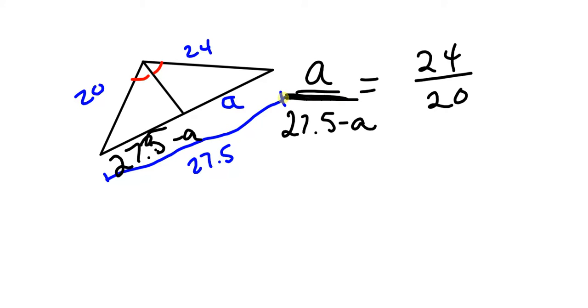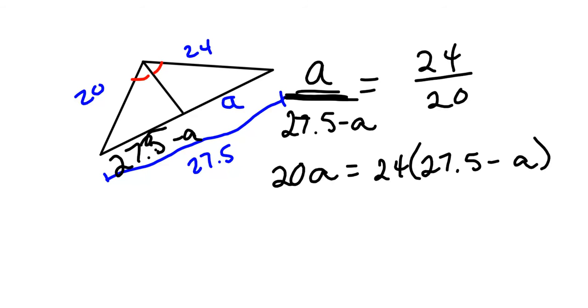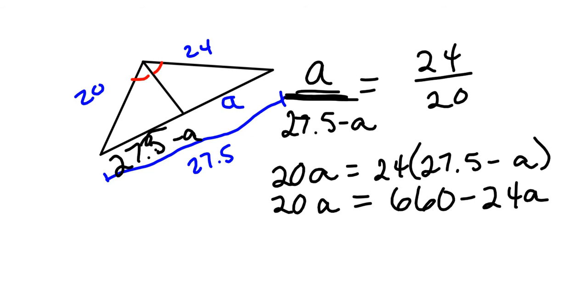So then that just means that we have a binomial here in the bottom, at the denominator of that fraction. Let's go ahead and cross multiply. And then distribute. And then finish solving.